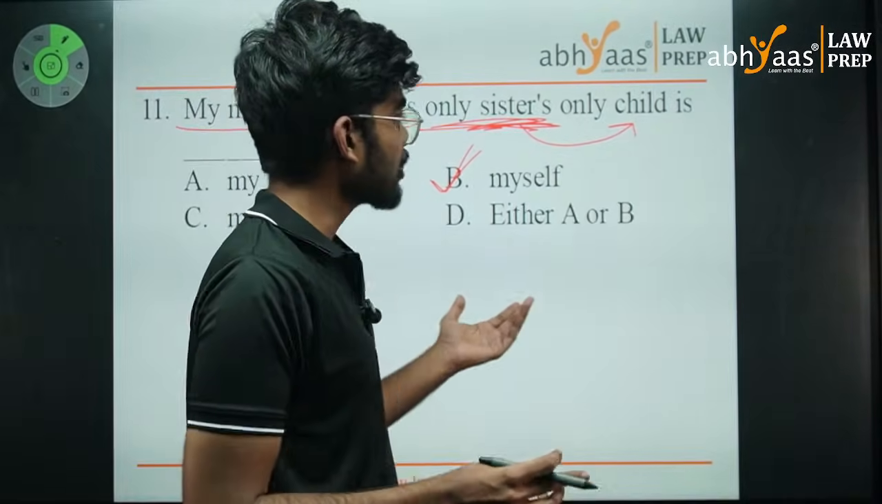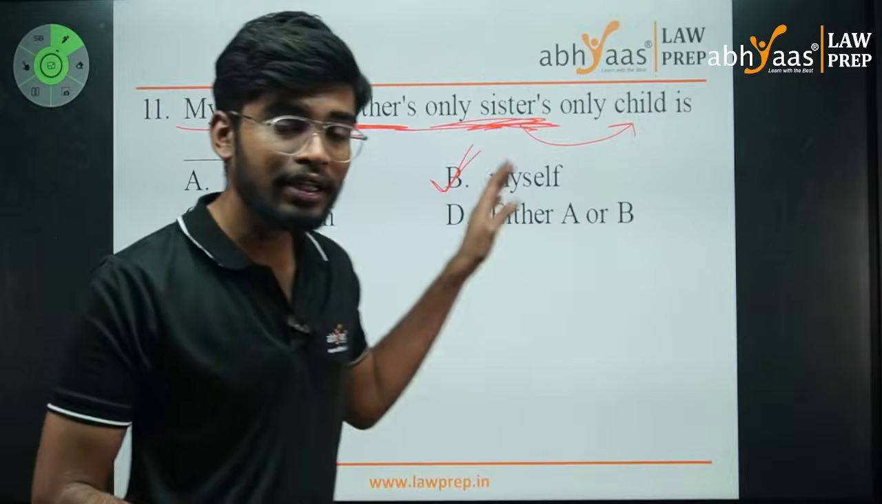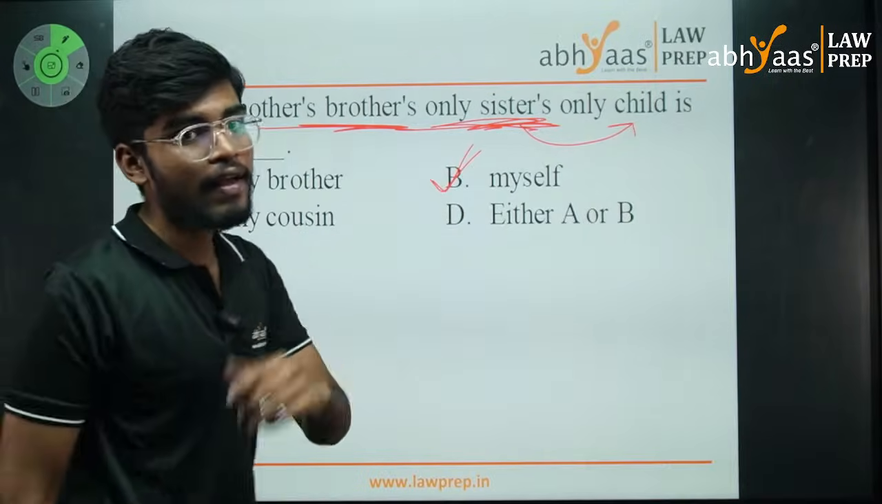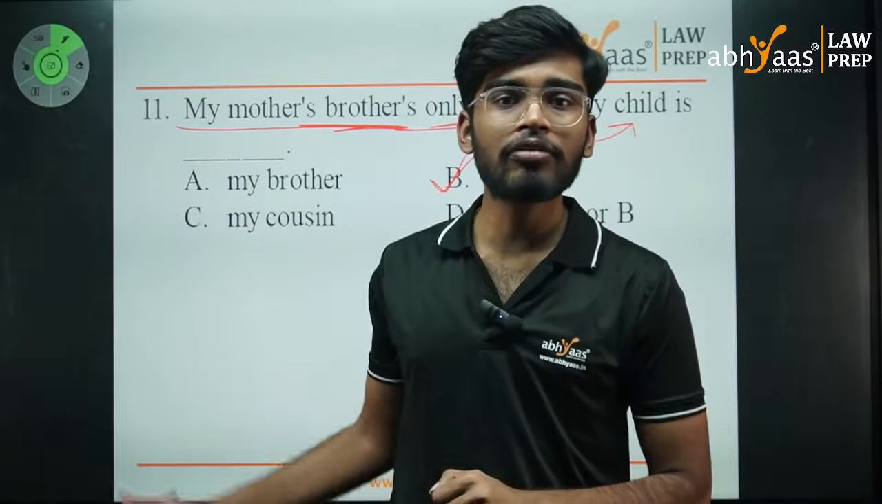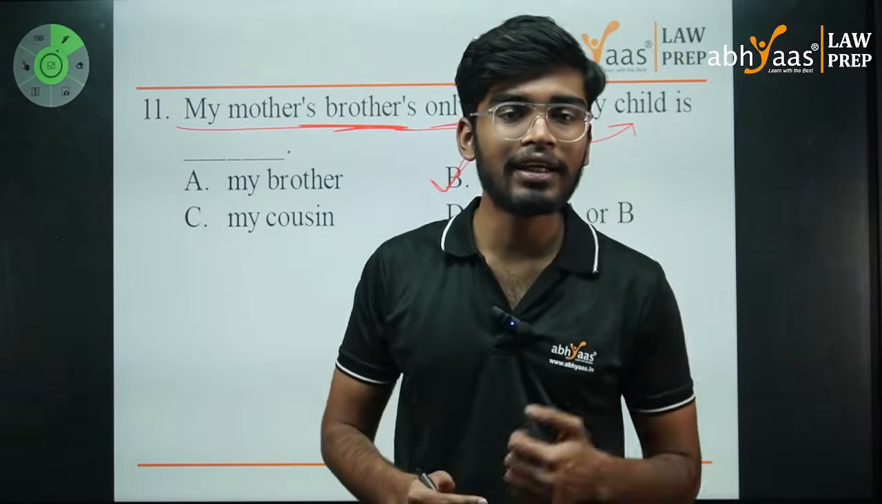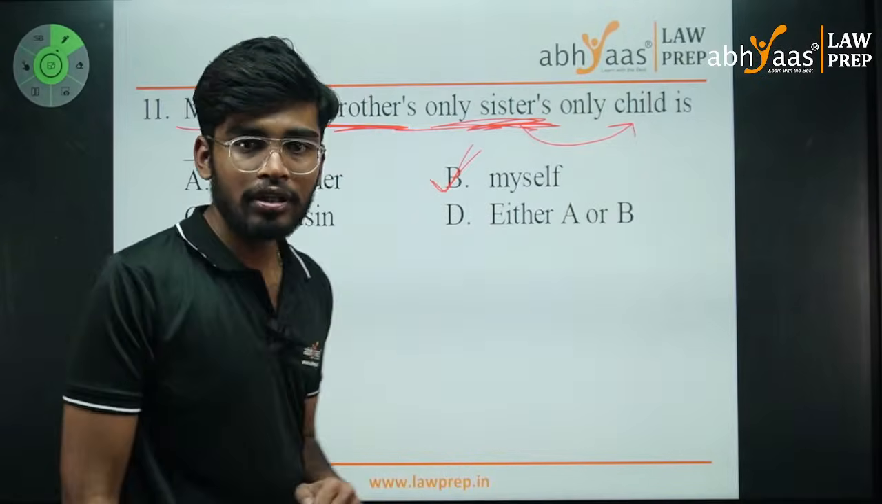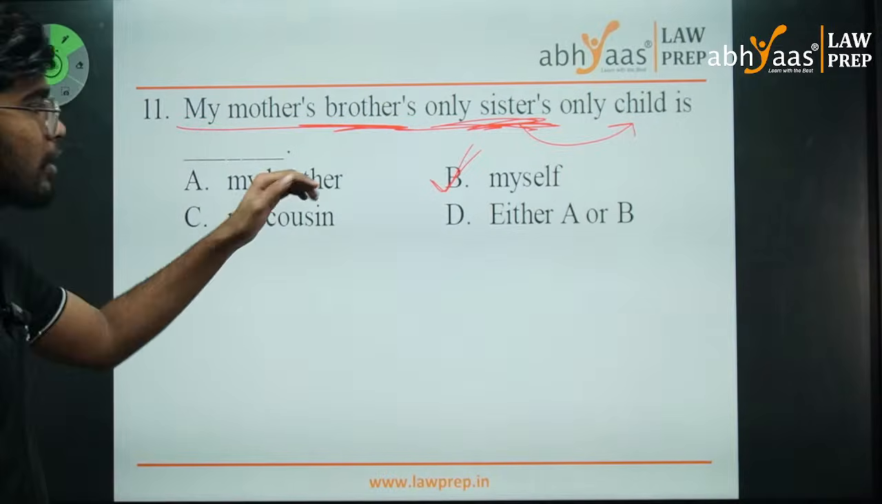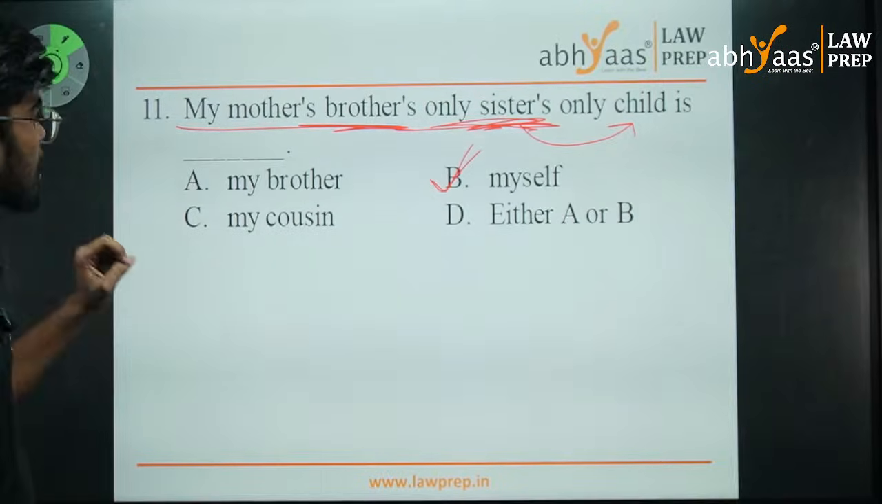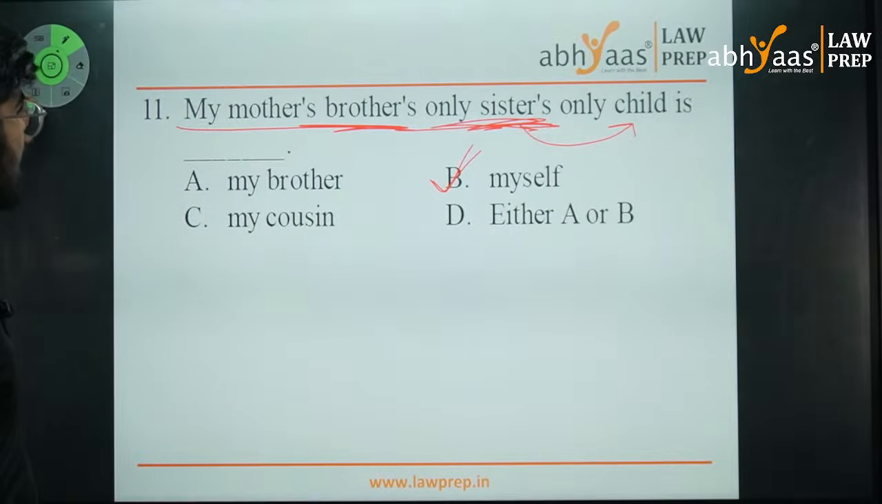See, it cannot be a brother because here your uncle is having only one sibling, and similarly your mother is having only one child, that refers to you only. So yeah, it is option B, and this model is also important. And the next one.